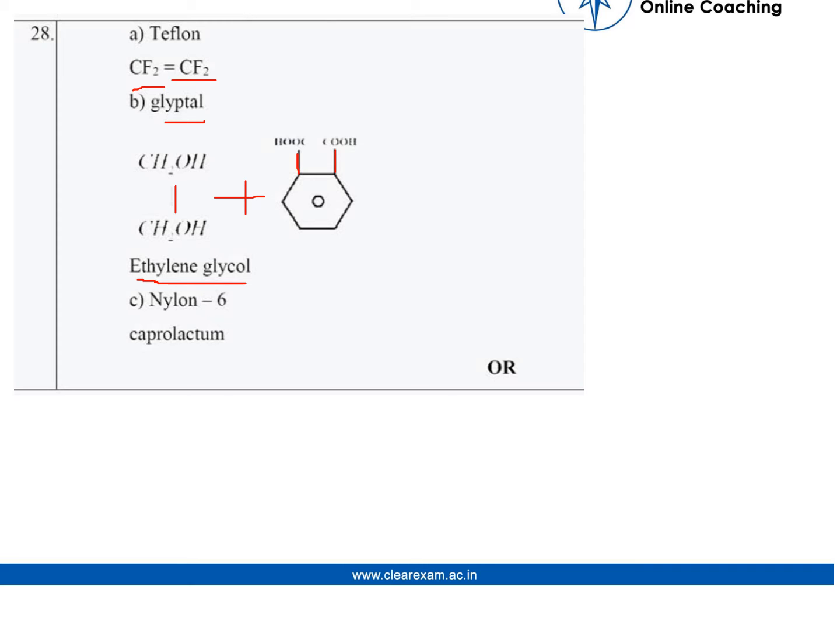For nylon 6 we have caprolactam. The shape of caprolactam is something like this. So here we have an H, and here we have a ketone, and here we have an H. All the other parts have a CH2. That's caprolactam.